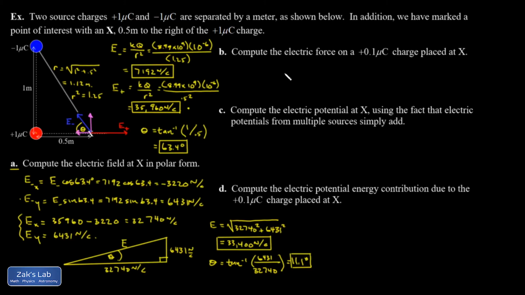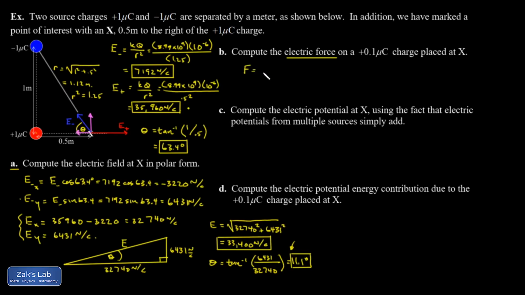So in part B, I want the electric force on a 0.1 microcoulomb charge placed at X. And I already have the magnitude of the electric field. I'm assuming this question is asking for the magnitude of the electric force. But if we wanted direction as well, you would just tack on that 11.1 degrees north of east. So let's just get a magnitude.